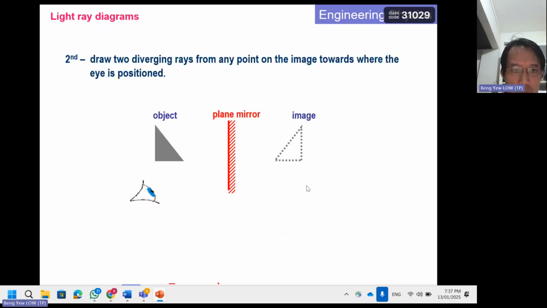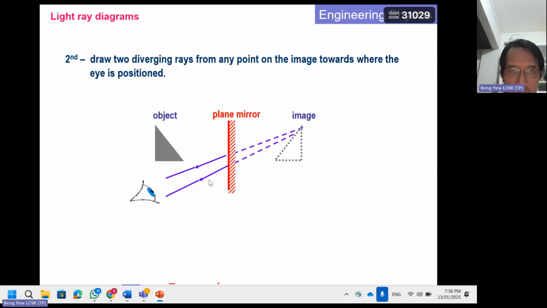Step 2 is to draw two diverging rays from any point on the image towards the eyes, where the eyes are positioned. In fact, one light ray from the image is sufficient as long as it can maintain line of sight. It is customary to draw a bold line for the reflected ray, that is, from the mirror to the eye, and a dashed line as an extension of this reflected ray. The dashed line extends behind the mirror to the location of the image.